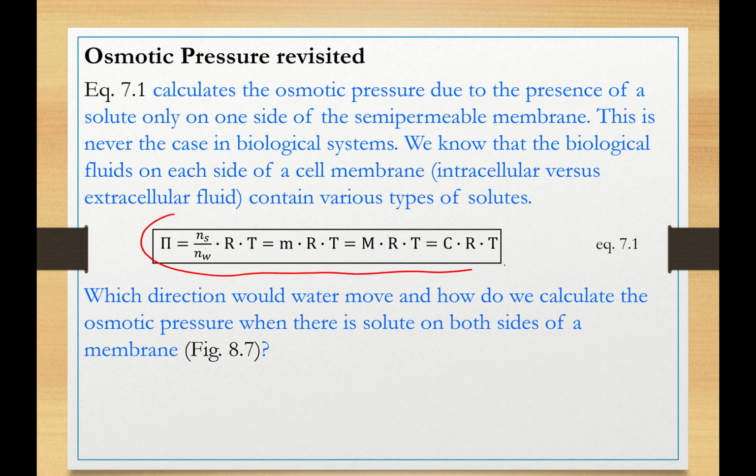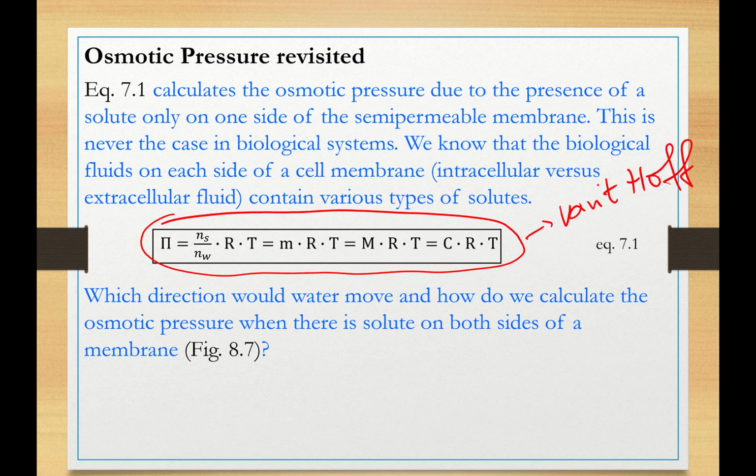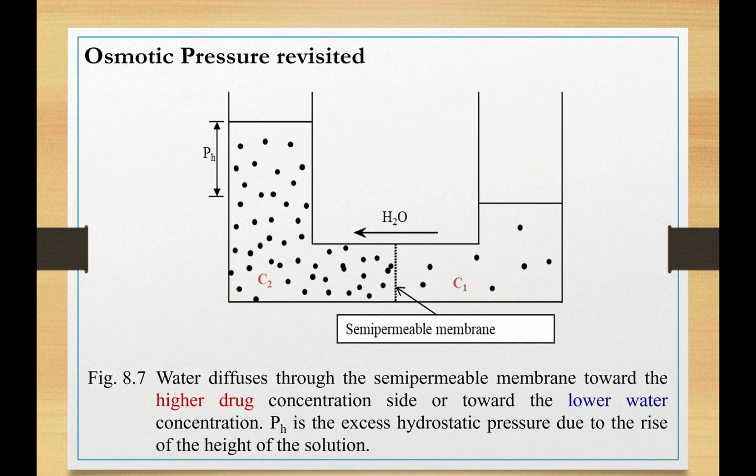So this is the van 't Hoff equation that we have been using to calculate the osmotic pressure of solutions. We need an equation that can calculate osmotic pressure difference between two solutions. So let us derive such an equation using the same experiment as we have described before when we defined osmosis.